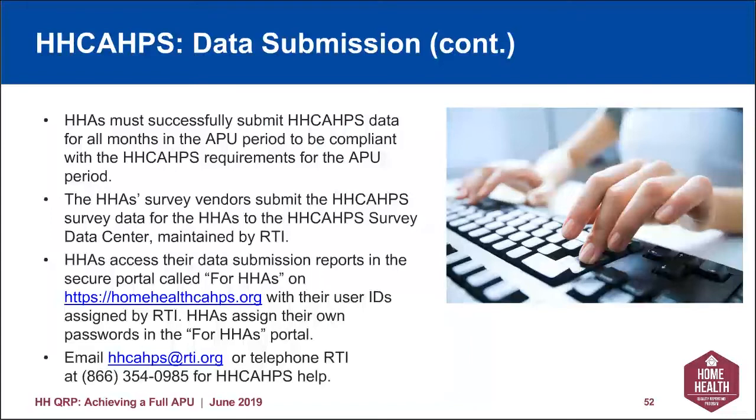The HHAs can check their data submission reports in a secure portal that's called For HHAs Only, or For HHAs. We've renamed it Only for HHAs. It's on the website that's on this slide, and they use user IDs that were given to them from RTI. But HHAs, of course, assign their own passwords, and they do that in the portal. And if home health agencies ever have any questions, they are to telephone RTI at this toll-free number or email them. Both the email and the telephone lines have access all the time. There's also coverage on the weekends.